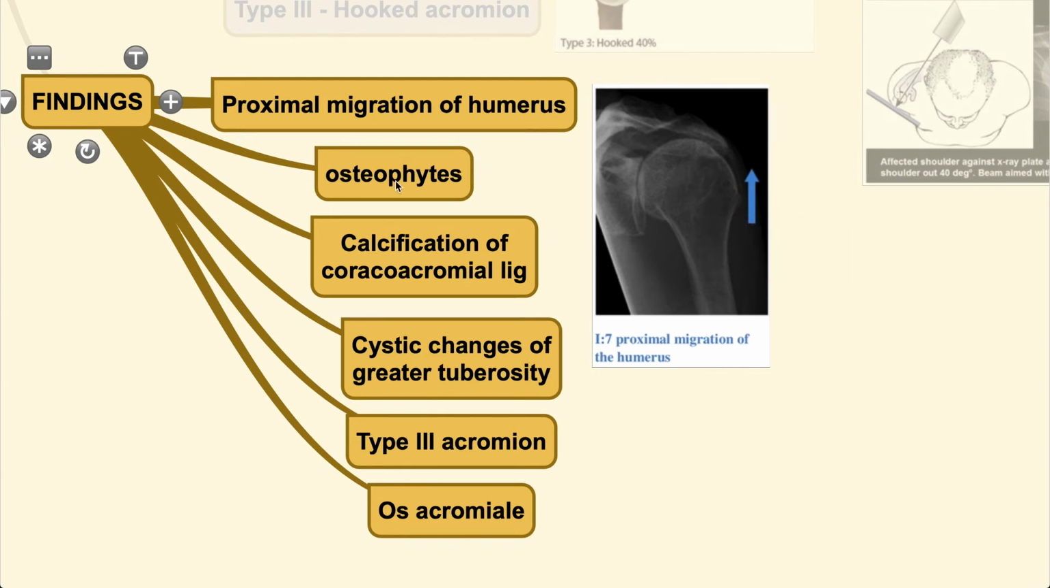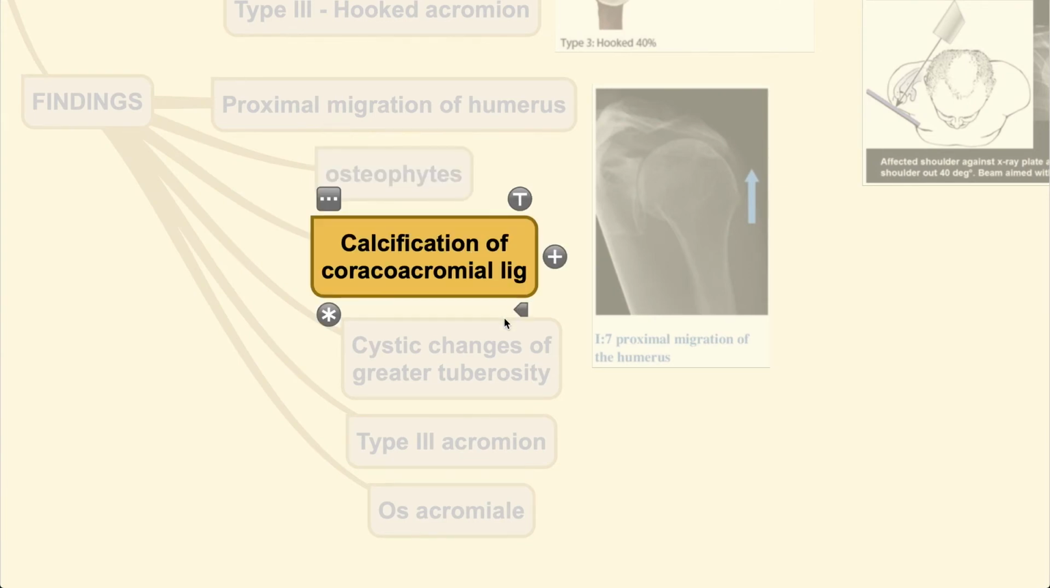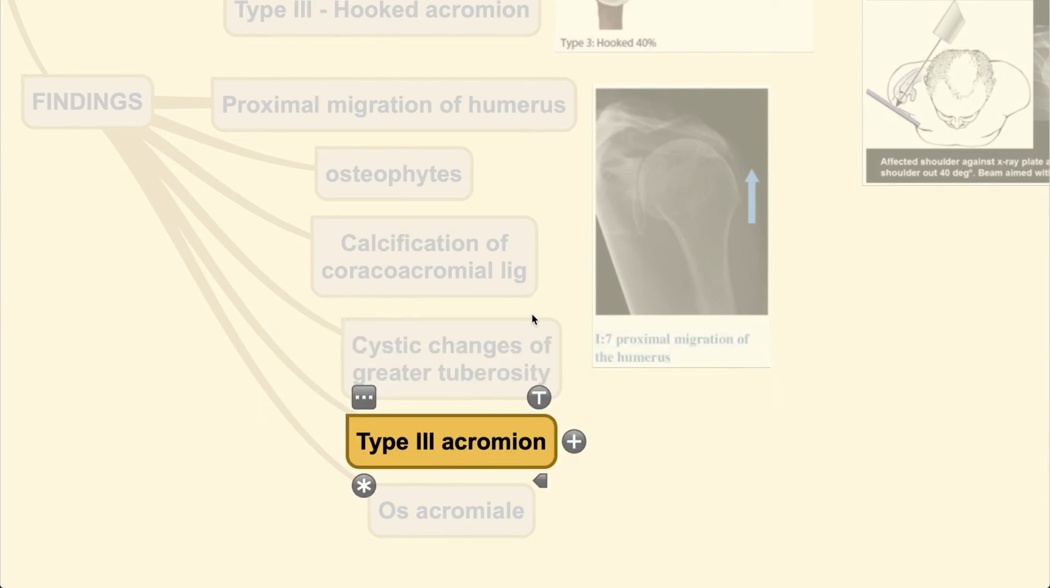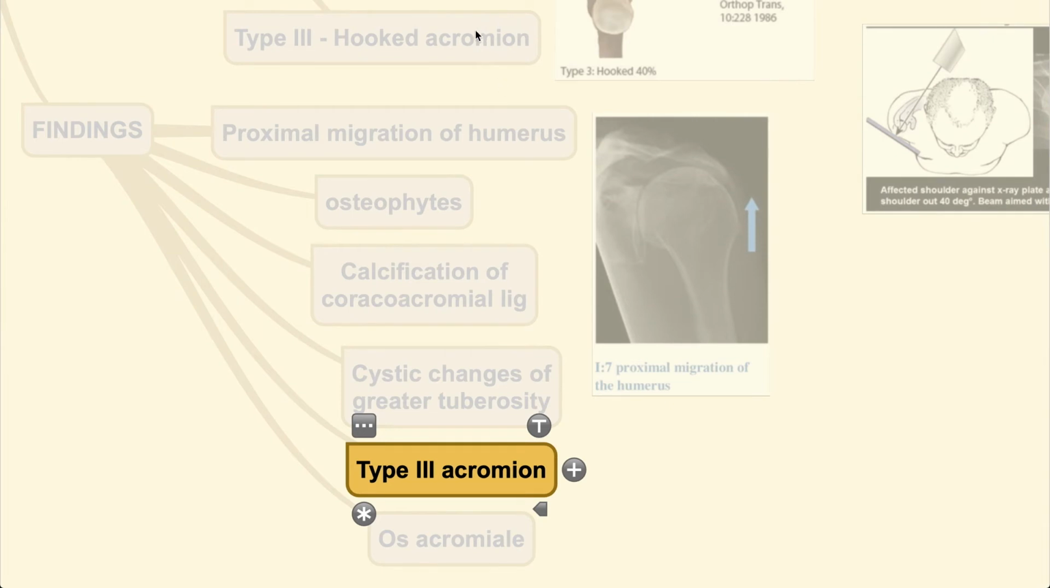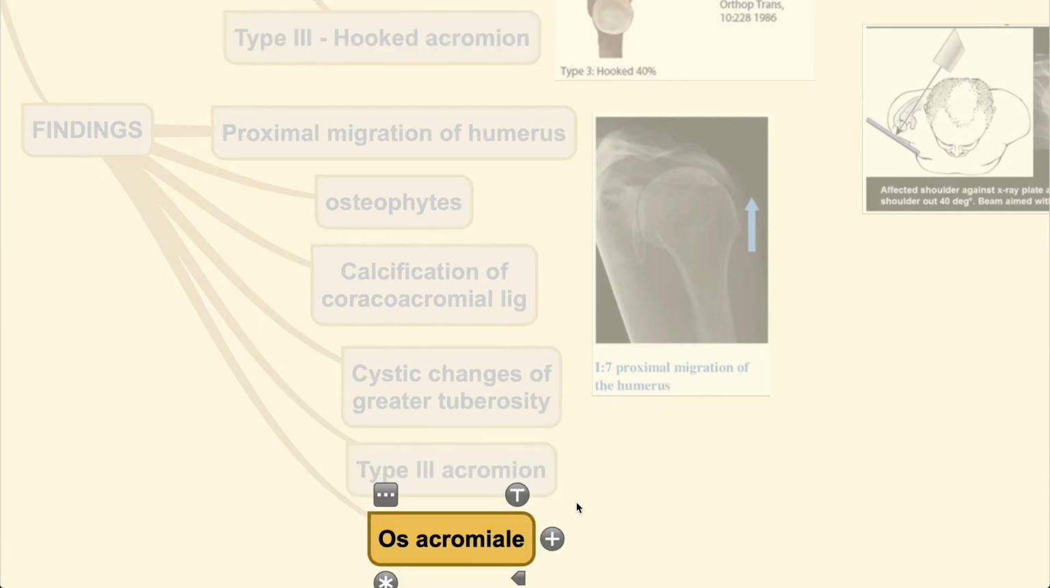Next would be osteophytes, because osteophytes are signs of degeneration. You could also see calcification of the coracoacromial ligament as one of the causes of impingement. There could also be cystic changes of the greater tuberosity. Other findings include the type 3 acromion or the hooked acromion. You could also find os acromiale.